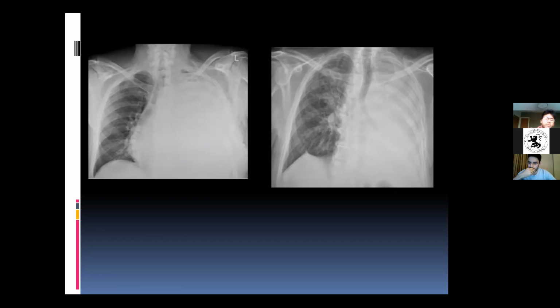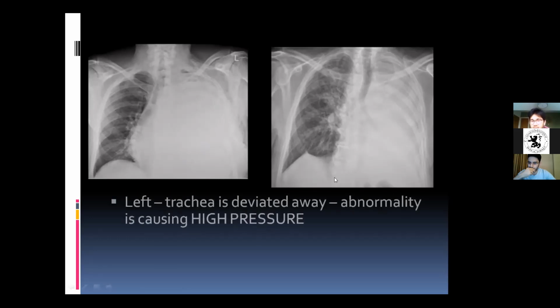So Amir is quite right in saying that on the left X-ray, there is definitely a deviation away from the side that is affected. And the reason why is because there is a high pressure on the left-hand side that is causing this deviation towards the right side of the body. And can anyone tell me why there is? I mean, you've already said it's fluid. So what do we call that? What do you call fluid in the thoracic cavity? It's not necessarily a fluid.